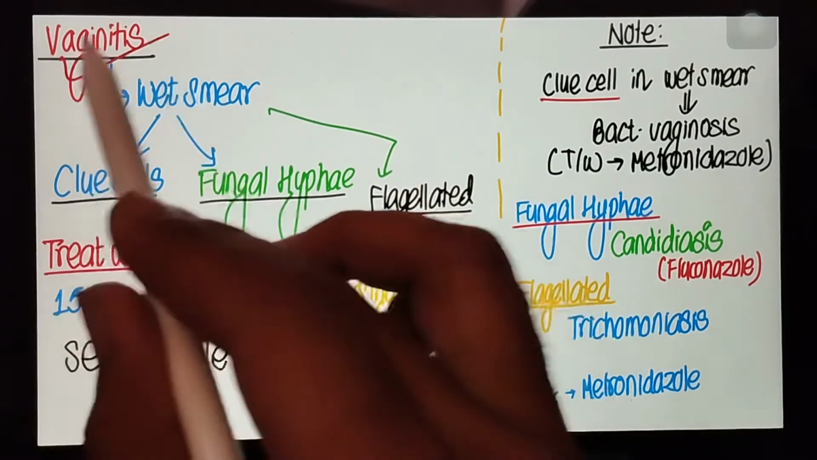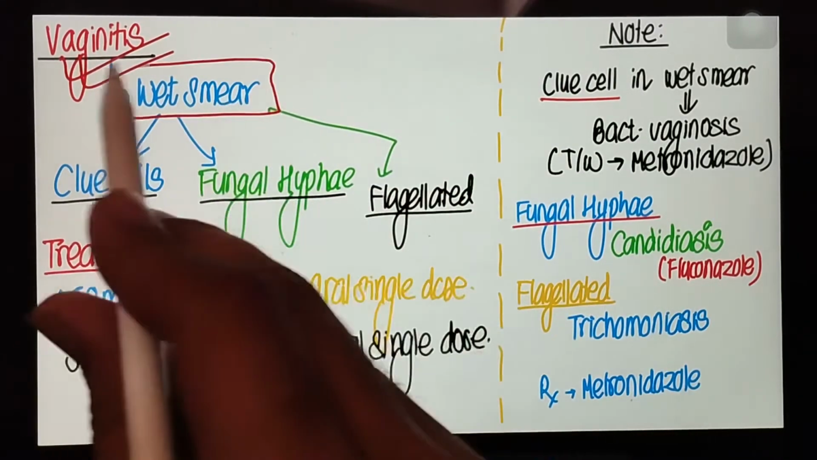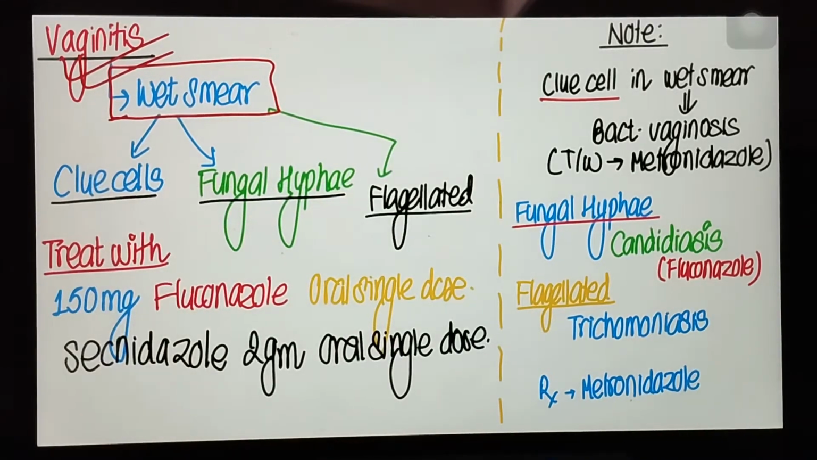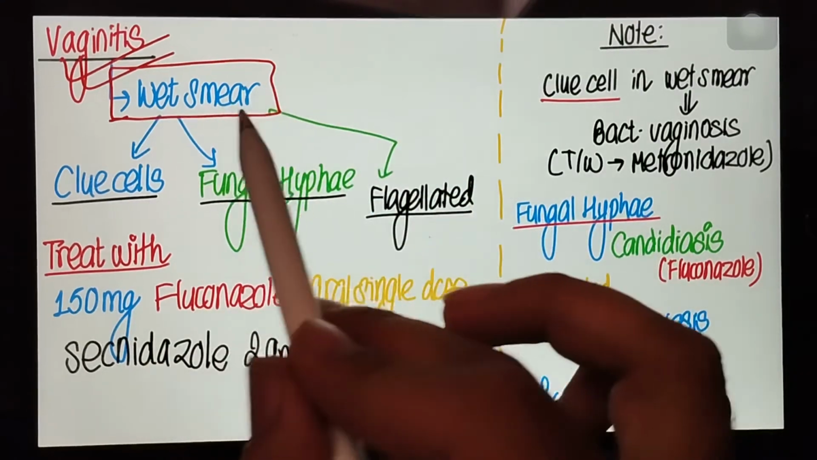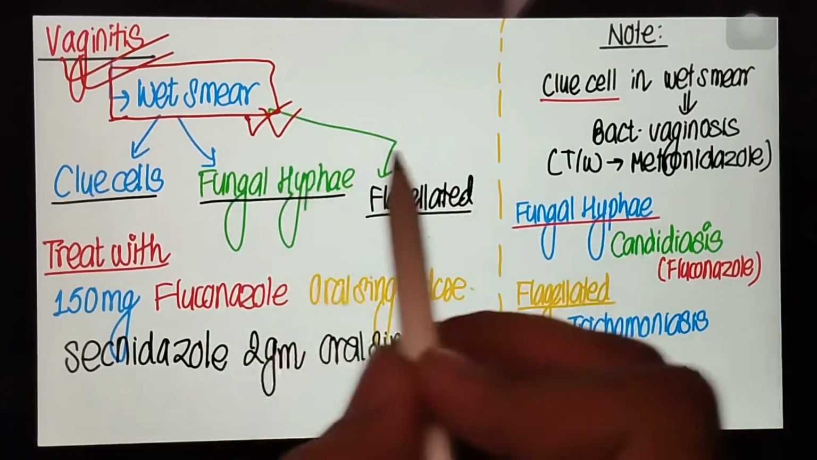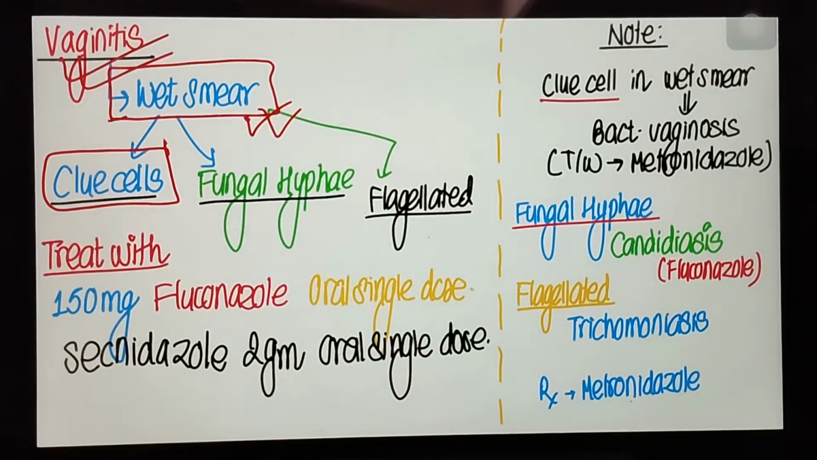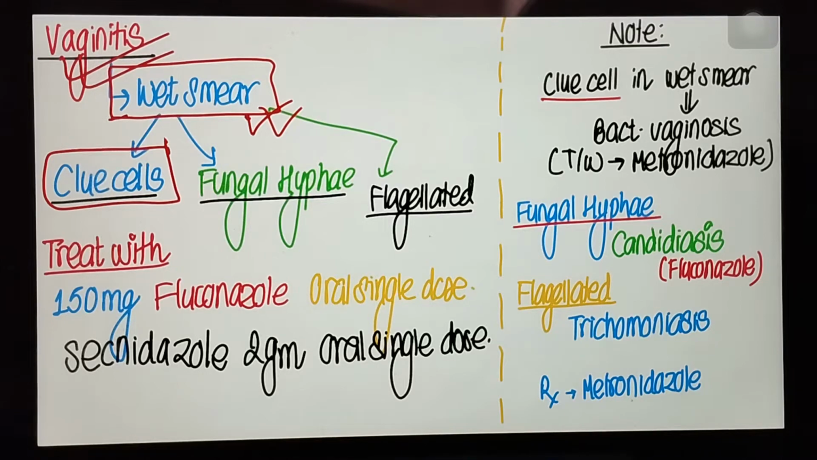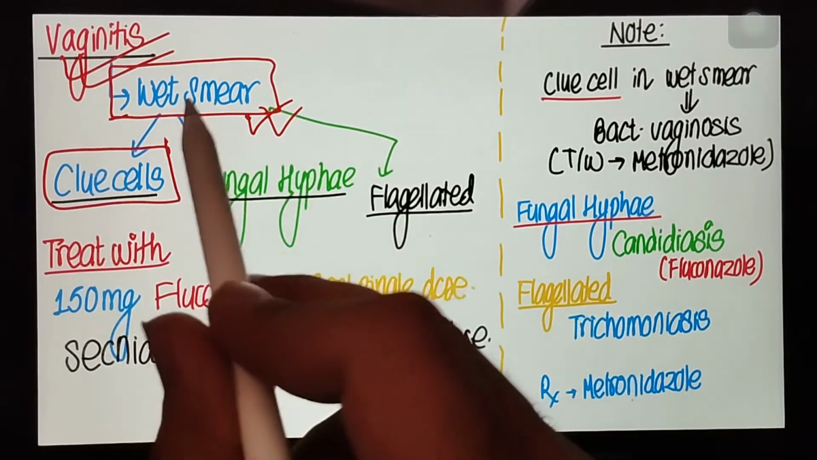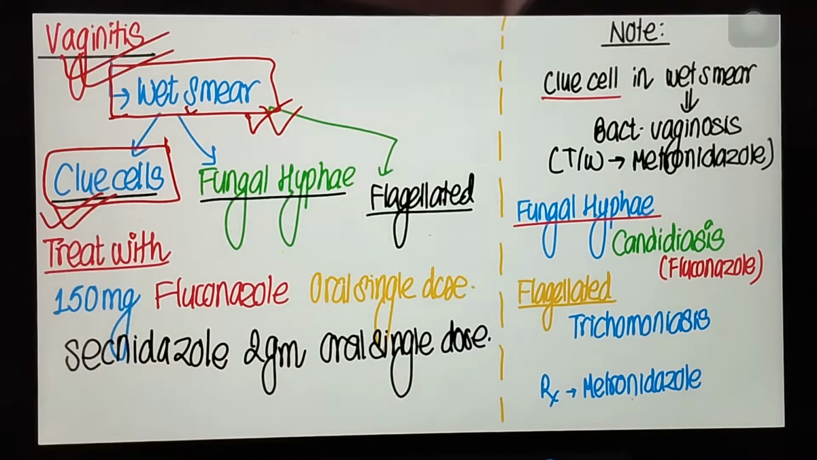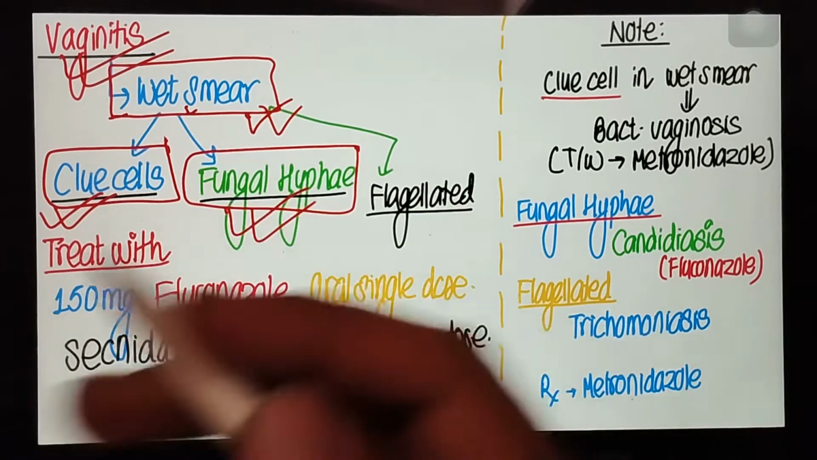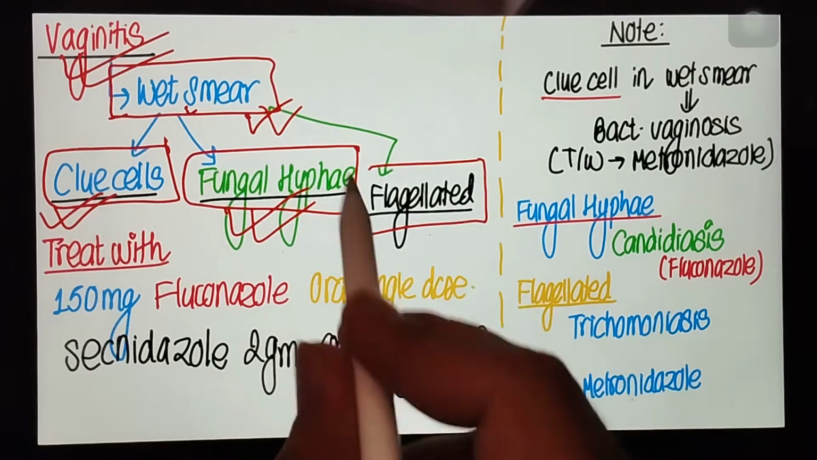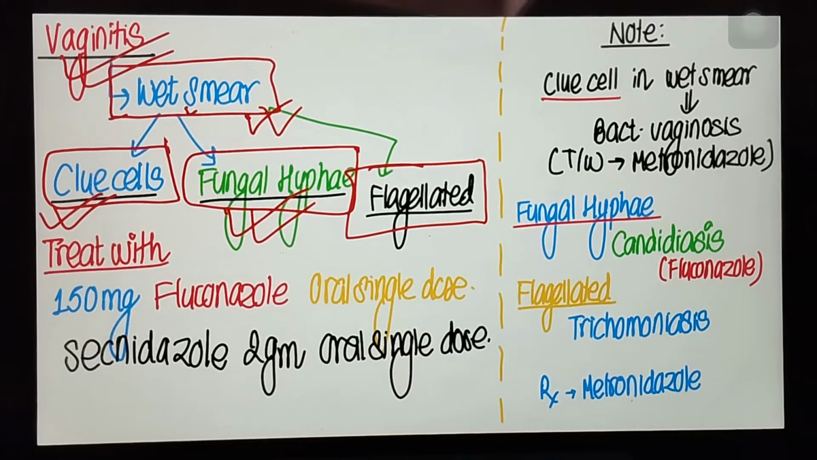If it is vaginitis, as we have talked about earlier also, a wet smear must be done. Three things we have already talked about, bacterial vaginosis, candidiasis, and trichomoniasis, are present in vaginitis. If we see clue cells, as we have already talked about earlier, in bacterial vaginosis, like the Amsel criteria, if clue cells are seen in the wet smear, then we can suspect bacterial vaginosis. If fungal hyphae are seen, then we can suspect candidiasis. And if a flagellated organism is seen, we can suspect trichomoniasis.